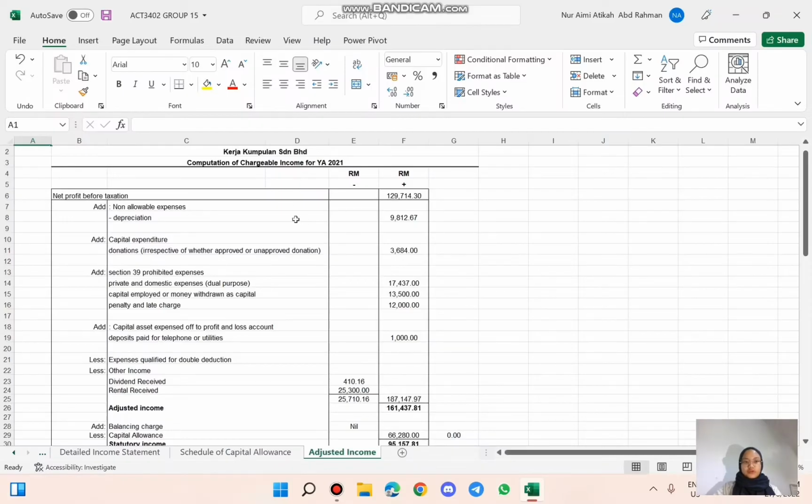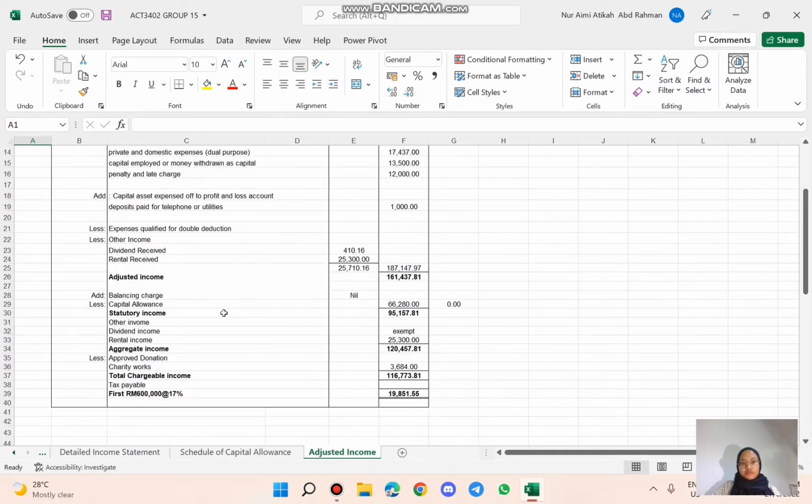Now I will show you overall how to calculate adjusted income. First, we get the net profit before taxation, and then we add non-allowable expenses, which are depreciation, and then we add capital expenditure, which is donation, and then we add Section 39 items, which are private and domestic expenses, capital withdrawn or money withdrawn, and penalty and late charges. And then we add capital asset expense, which is deposit paid for telephone or utilities. Then we minus expenses qualified for double deduction, and we minus other income, which are dividend received and rental received. After we do the calculation, we get the adjusted income, which is 161,437.81.